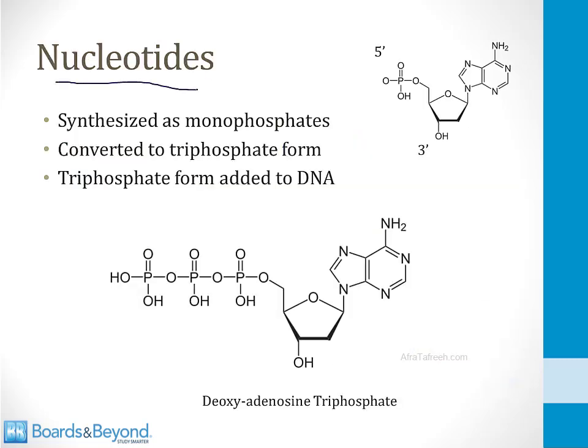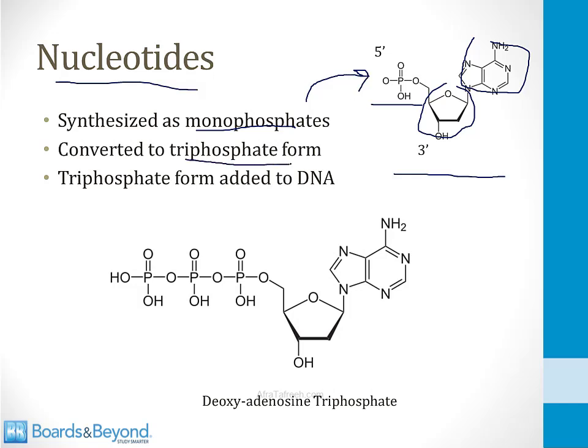Nucleotides are the building blocks of DNA. DNA is a polymer made up of repeating nucleotide monomer units. At the top right side of the screen is an example of a nucleotide. It contains three pieces: a nitrogenous base, a ribose sugar, and a phosphate group. Nucleotides are synthesized as monophosphates with just one phosphate group, like this example on the top right side of the screen. They are then converted to a triphosphate form, like at the bottom, where three phosphate groups are attached. And it is this triphosphate form that is added to growing strands of DNA in DNA replication.